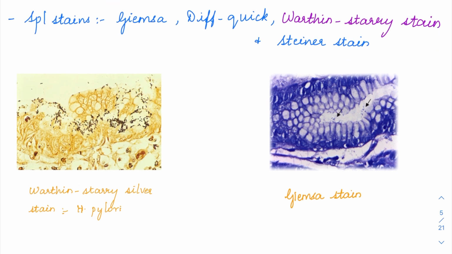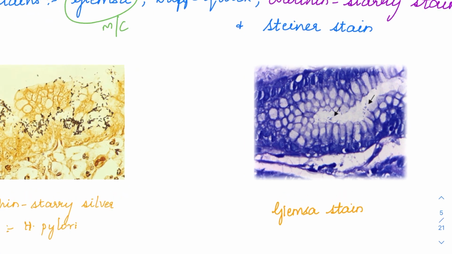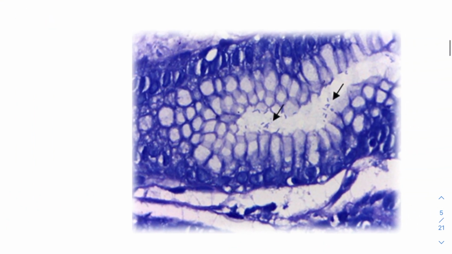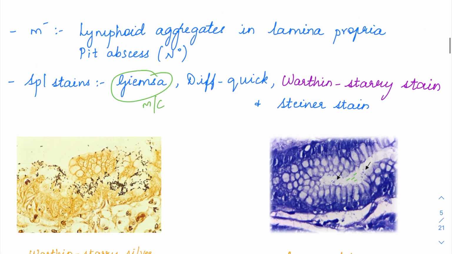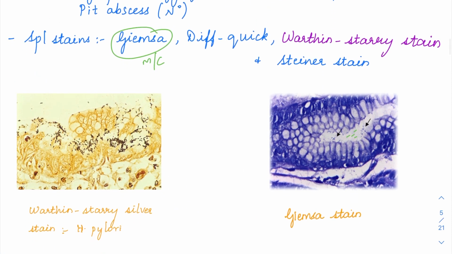So how do you stain for this H. pylori? Usually we get requests for Giemsa stain. Giemsa stain is the most common stain which we use for staining H. pylori. On Giemsa stain, this kind of small rod-shaped bacillus will be present on the lumen. This kind of image will be given, and they can ask what bacillus this is. The most specific stain for staining H. pylori is the Warthin-Starry silver stain.